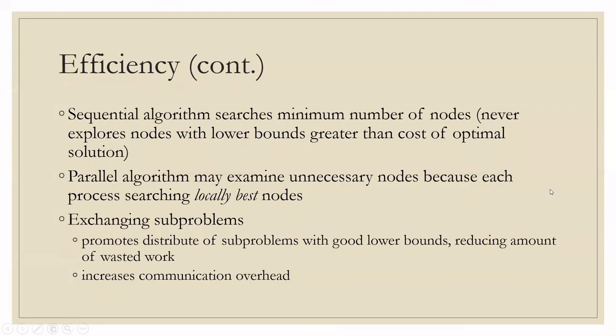When you compare a backtracking problem and a branch and bound problem, in backtracking, we simply search for any solution. But in branch and bound, we are looking for an optimal solution.